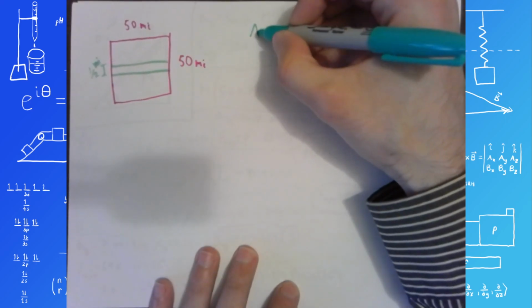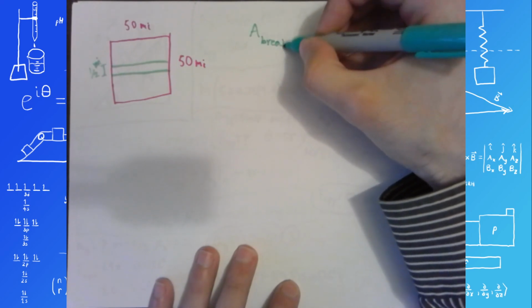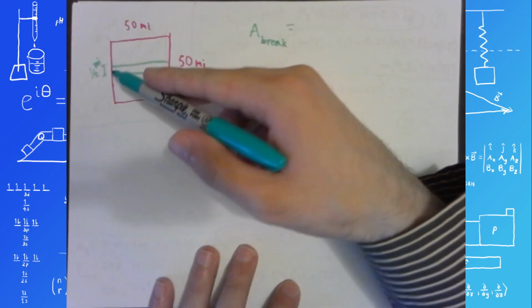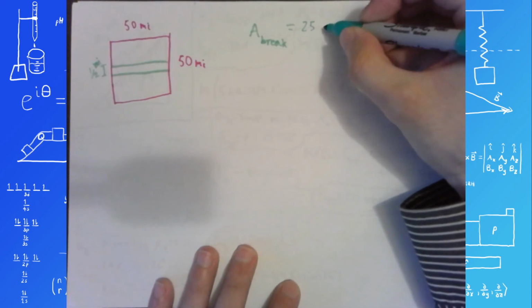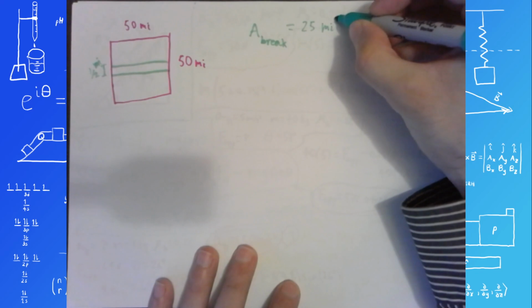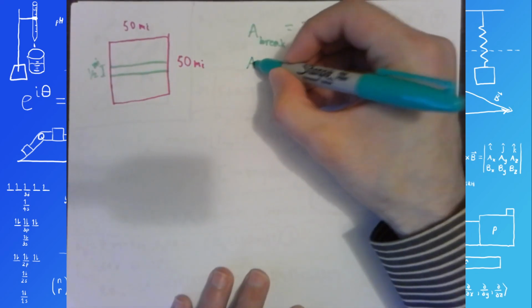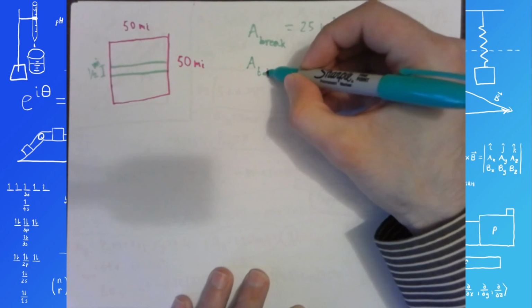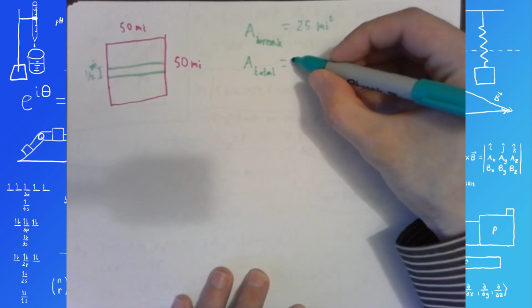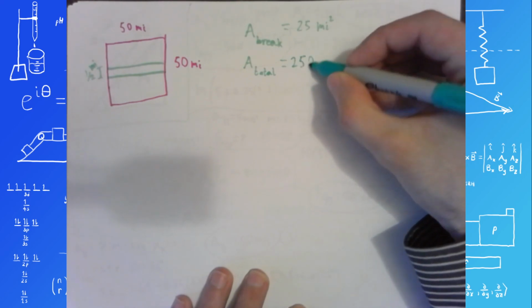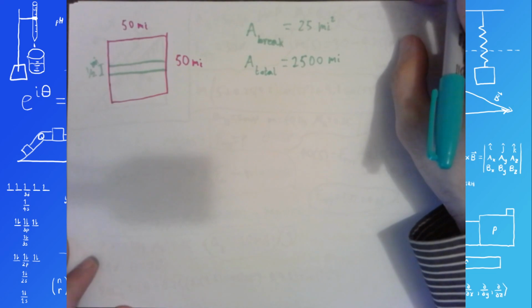And that means that they have a specific amount of area. I'll say that the area for a break is 1/2 of a mile by 50 miles, which is 25 square miles. And then, of course, I should probably list the total area available to work with: 50 by 50 is 2,500 square miles.